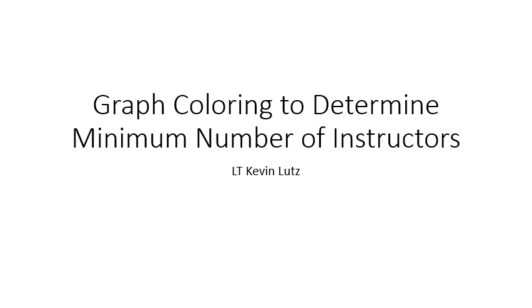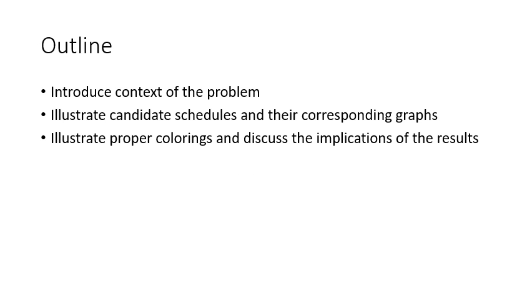In this presentation, we're going to discuss how graph coloring techniques can be used to determine the minimum number of instructors required to teach a given cohort of students. First, we're going to introduce the context of the problem. Then we're going to illustrate candidate schedules and their corresponding graphs. And then finally, we're going to illustrate proper colorings of those graphs and discuss the implications of the results.